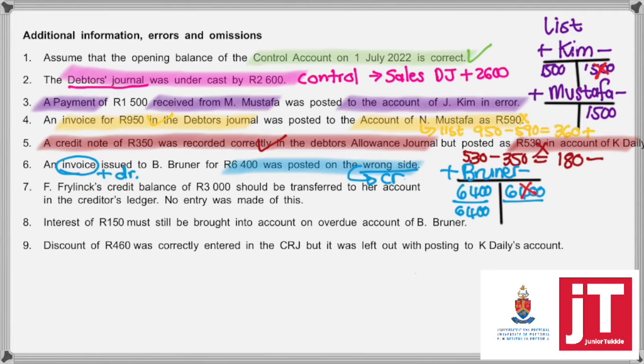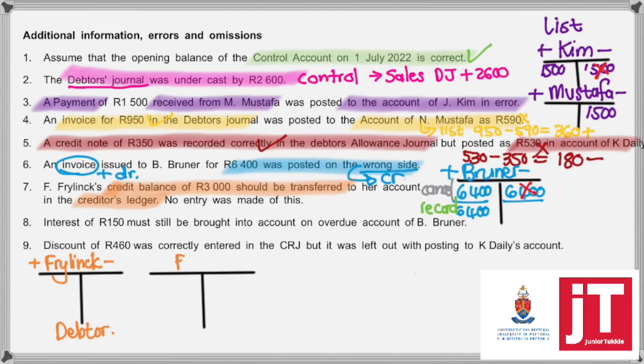Number 7, Freiling's credit balance of 3,000 rand should be transferred to her account in the creditor's ledger. No entry was made of this. So you have to now record this, and because it's a wrong entry, you're going to have to make sure to draw your order, draw the account. So we are working from Freiling as a debtor to Freiling as a creditor. So at the moment, there's a balance of 3,000 rand on the credit side in the debtor's account that needs to move over to the creditor's account.